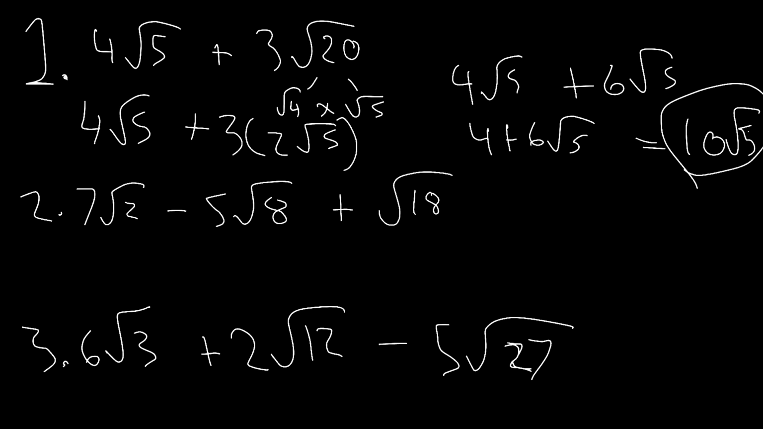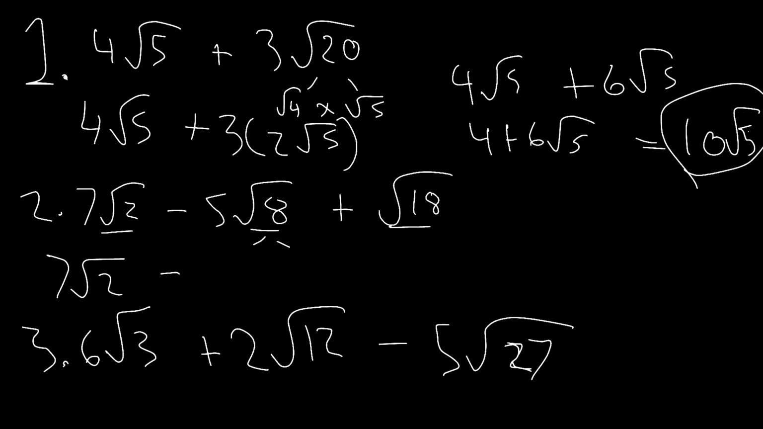Question number 2. 7 root 2 minus 5 root 8 plus root 18. Okay, so we have 3 different variables over here, and we'd have to simplify each one to give me the same variable. So root 2 can't be broken down any further as I don't have a single square number that multiplies to give root 2. So we just chuck it down and leave it as it is. So I have 7 root 2 minus 5 root 8.